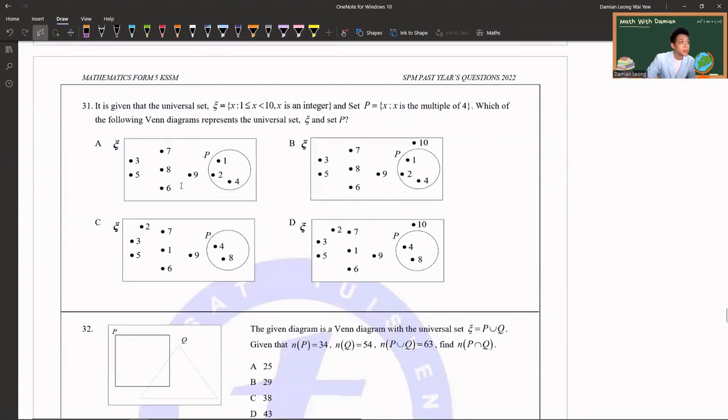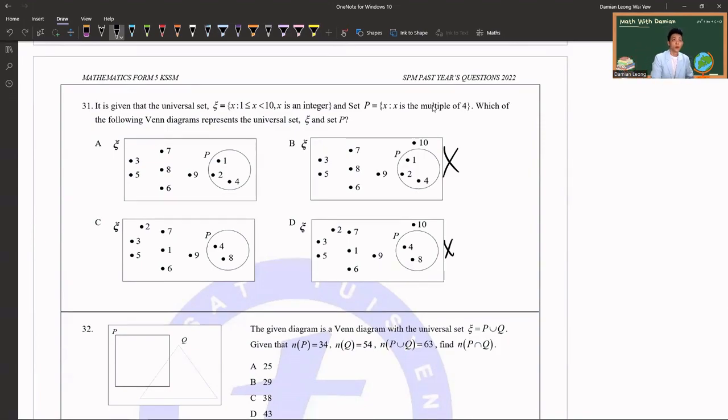Question 31. It is given that the universal set is x where x is more than or equal to 1 and less than 10. So from 1 to 9, basically. Set P is multiple of 4. So here includes 10, definitely is wrong.